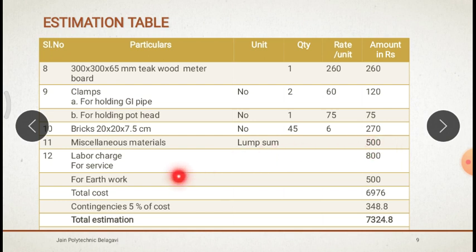Labor charge is 800 for this underground cable, and earthing work as usual is 500. So overall, the total is 6976. Contingency is compulsory: you do 5 into 6976 divided by 100, which is 348 rupees. Then you add both, 6976 and 348, and you get 7324 rupees 80 paise. In round figure you can write it as 7325 rupees. This is the total estimation cost to install the underground service main.